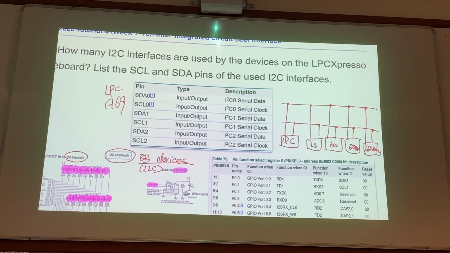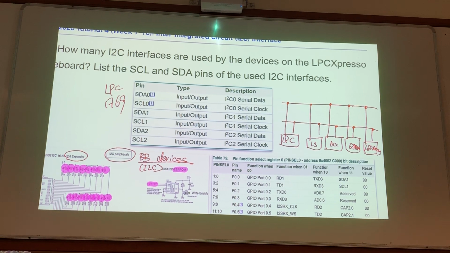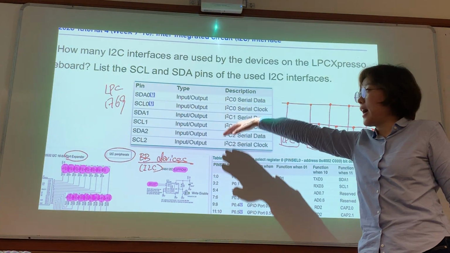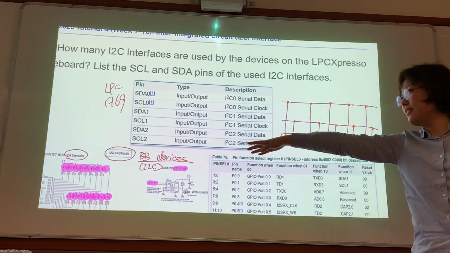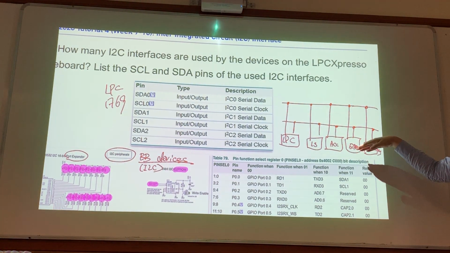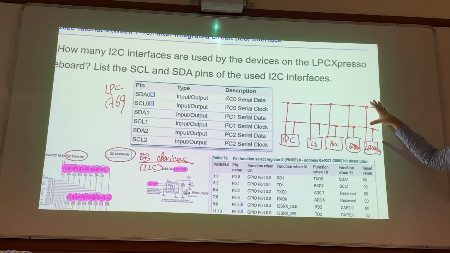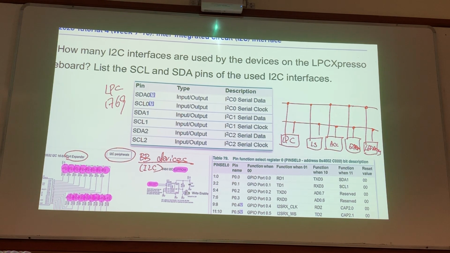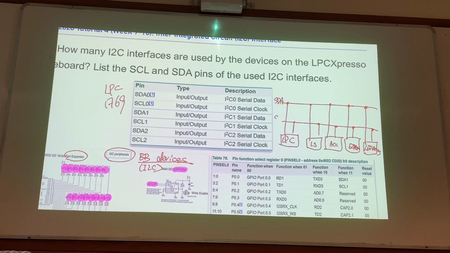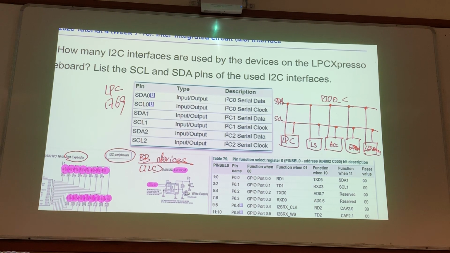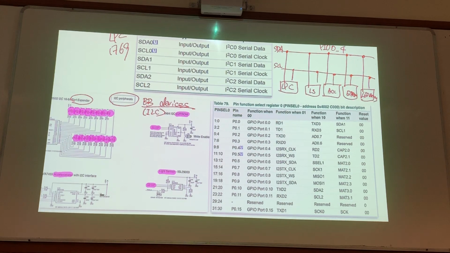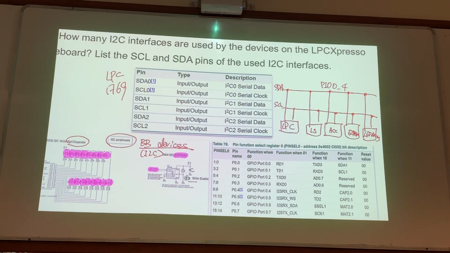They are connected in this way. Although your LPC has three I2C interfaces, your baseboard I2C devices are only using one of them. Let's say this pin is SDA and this one is SCL. They are PIO 0_4 and PIO 0_5, two of them.